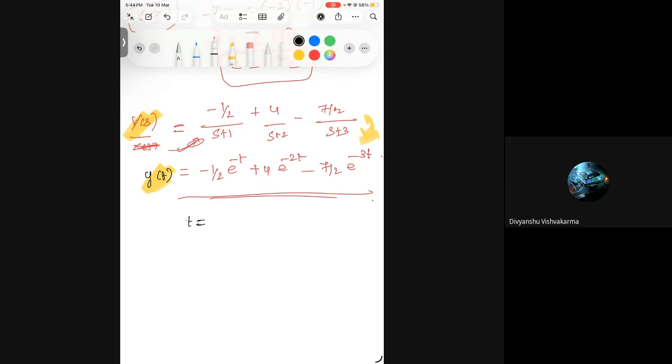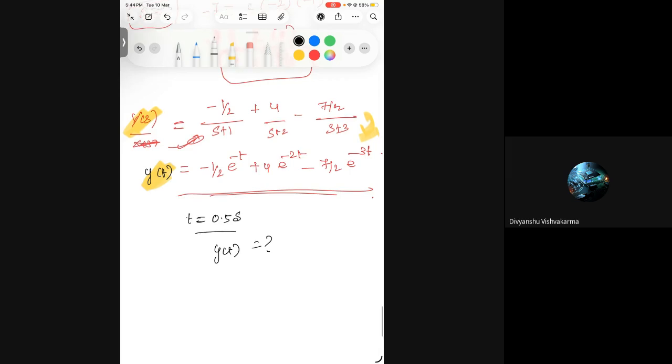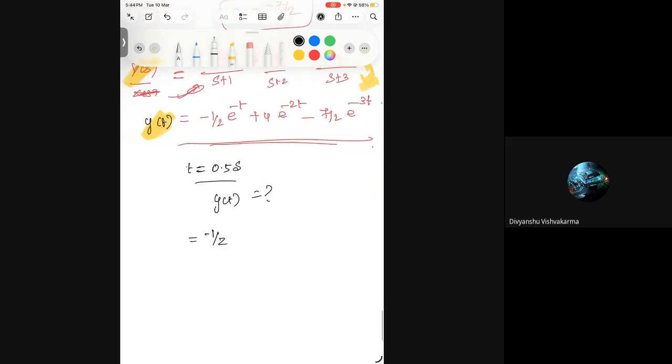Now the other question is, I can ask at t equal to 0.5 seconds, what is my y of t? In this case, you will just substitute minus 1 by 2 e power minus 0.5 plus 4 into e power minus 2 into 0.5 minus 7 by 2 into e power minus 3 into 0.5. So this is going to be your y of t. This is the final answer. This will be given in your choose the best answer or fill in the blanks. So for finding two types of this question, you have to follow all the steps.